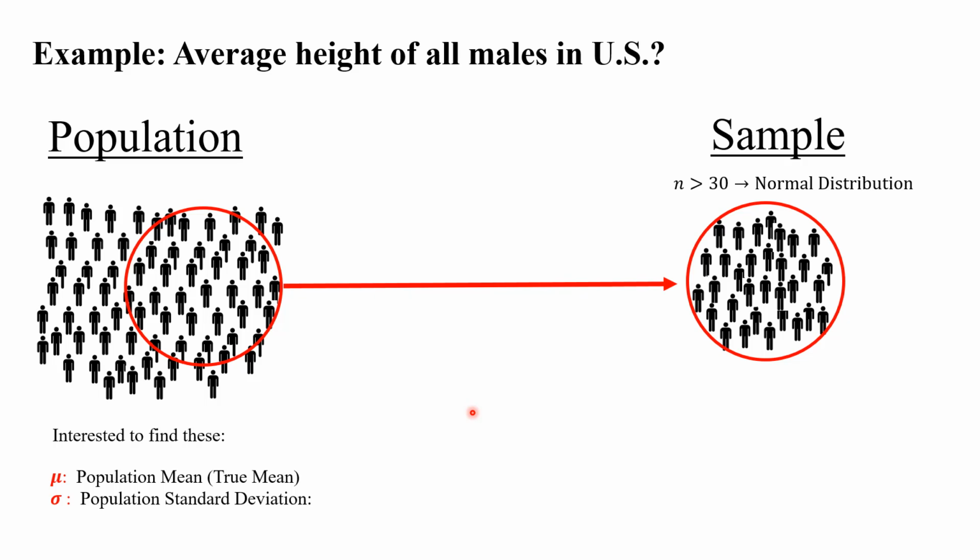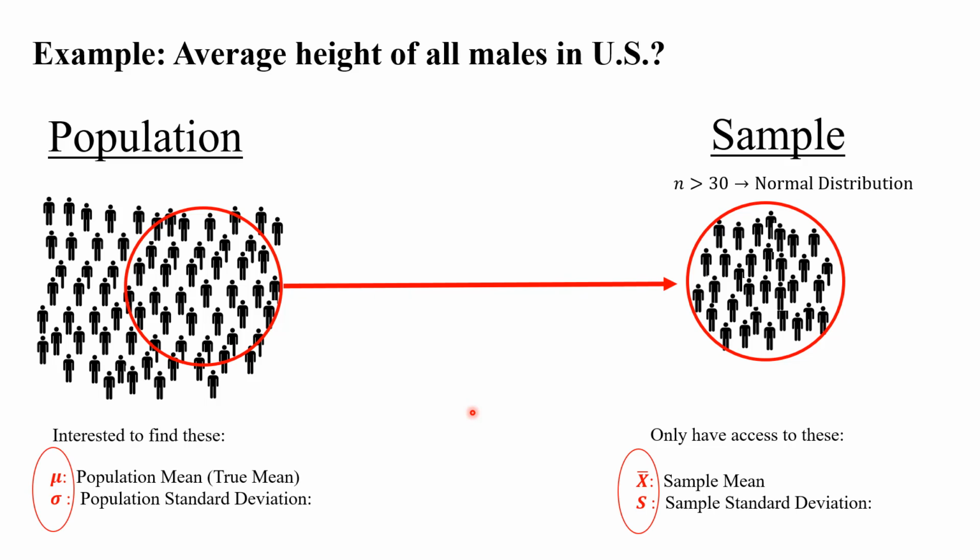So we are interested to find the population mean, which we show by mu, or population standard deviation, which we show by sigma, but we only have access to our sample mean and sample standard deviation. So we want to find mu and sigma by analyzing Xbar and S. So the symbols are important. Remember that we show the sample mean by Xbar and the true mean by mu. Same thing for S and sigma.